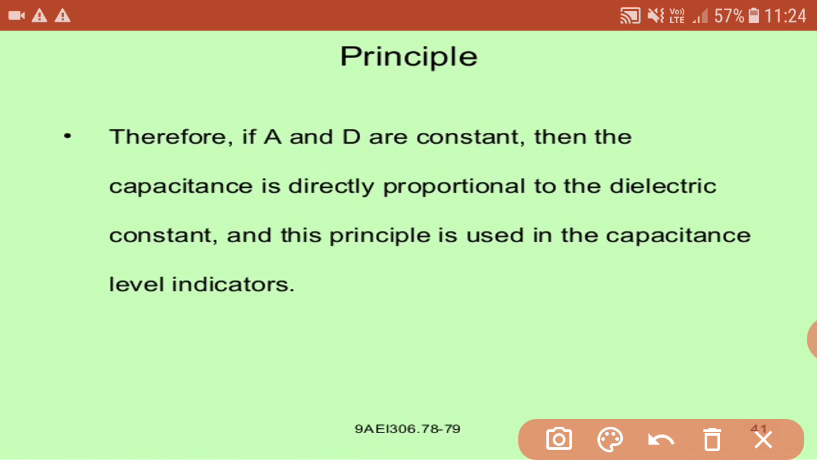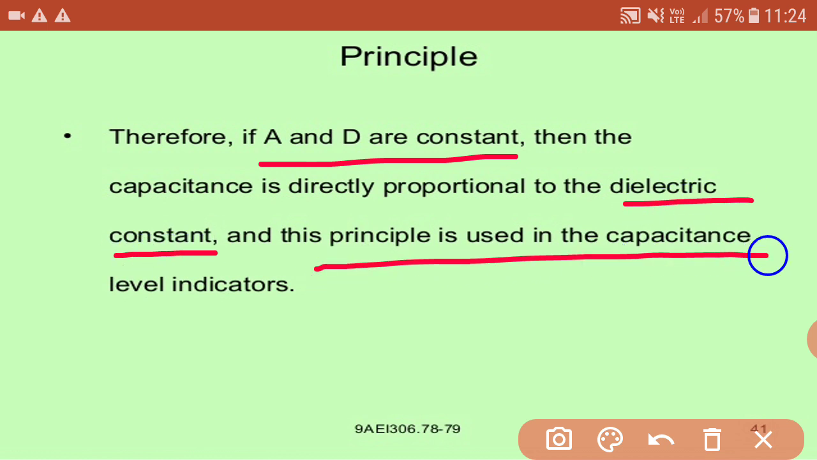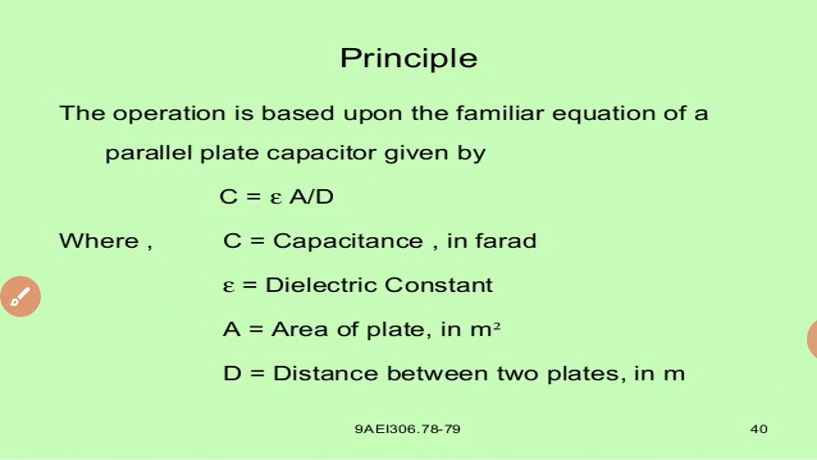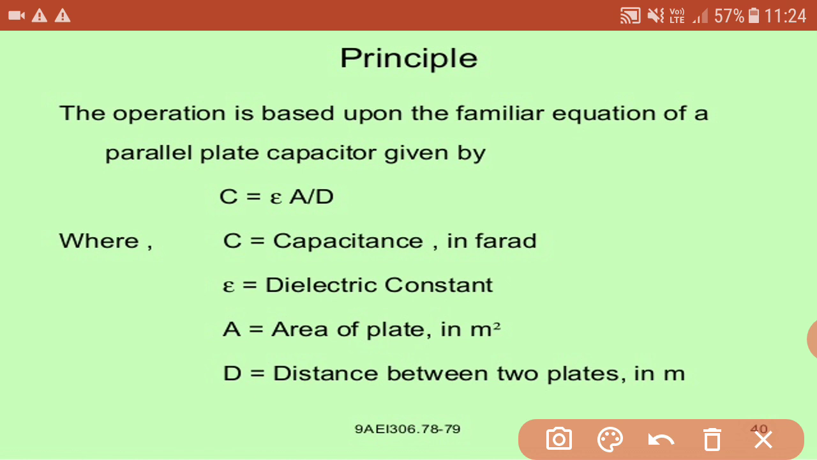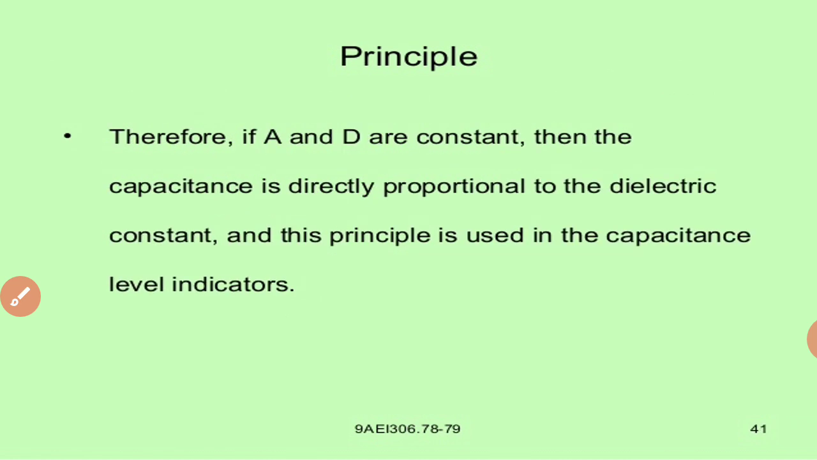Therefore, if A and D are constant, then the capacitance is directly proportional to the dielectric constant, and this principle is used in the capacitance level indicator. So we can see from this equation, if both A and D are constant, then capacitance is directly proportional to the dielectric constant, that means epsilon, and this principle is used for capacitive level measurement.